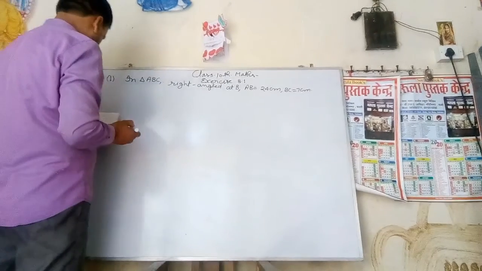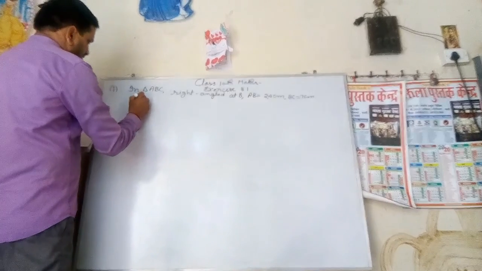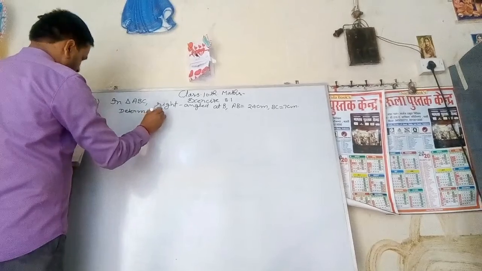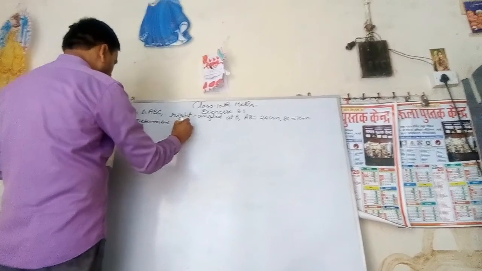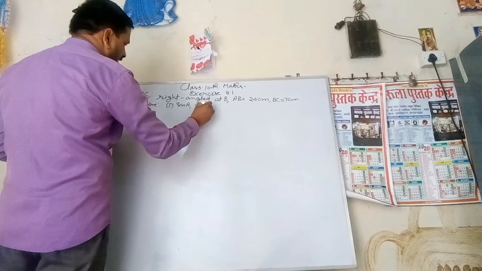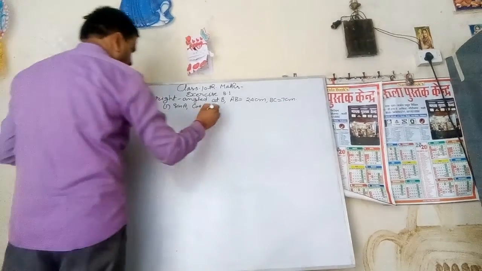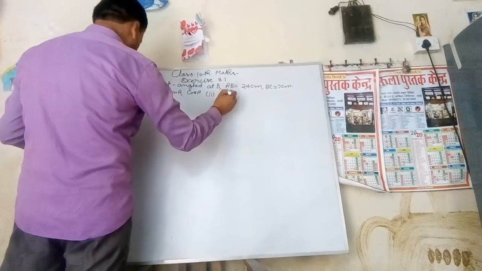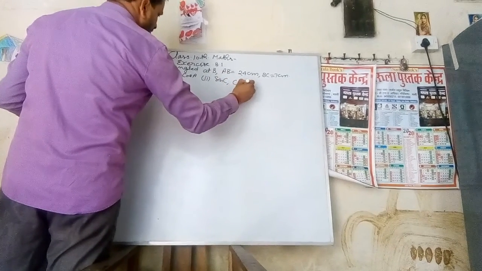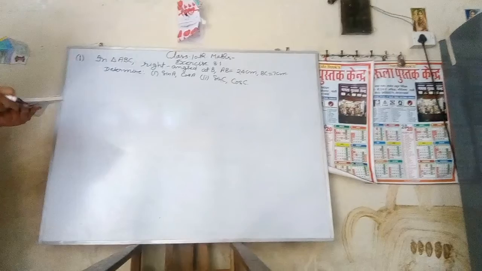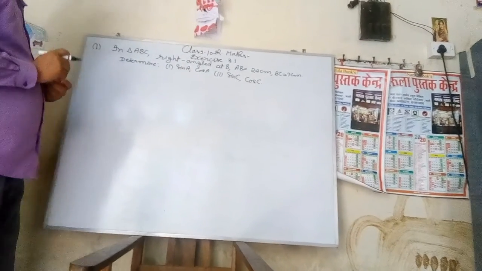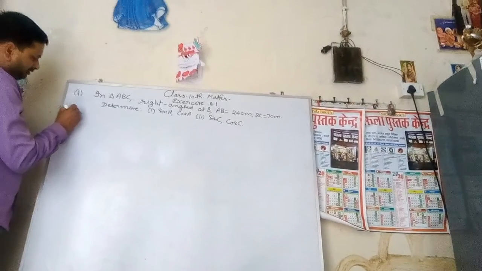now you are asked to determine, in first part, sine of angle A, cos of angle A, and in second part sine C, cos of angle C. Now it is your question. Now we will start the solution.